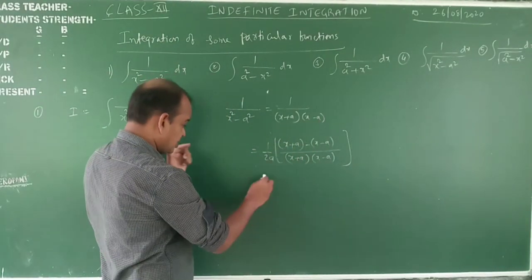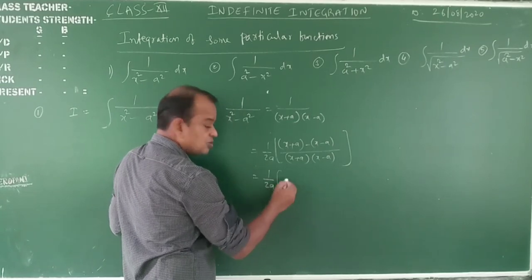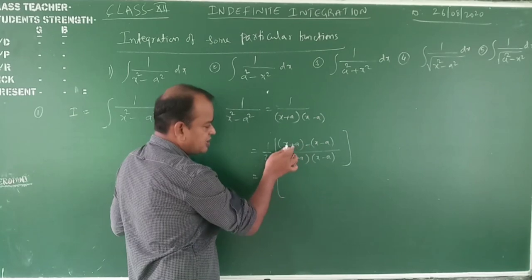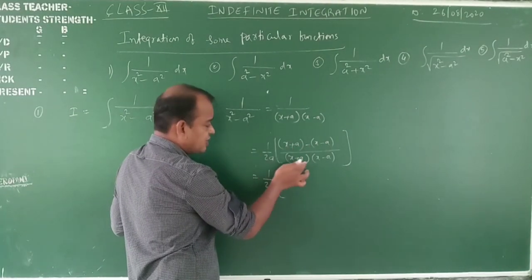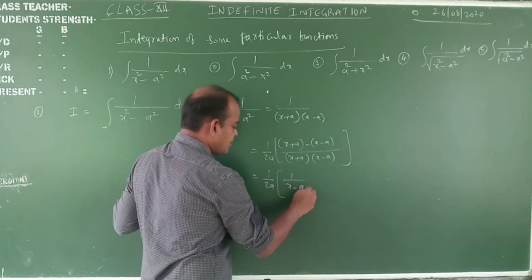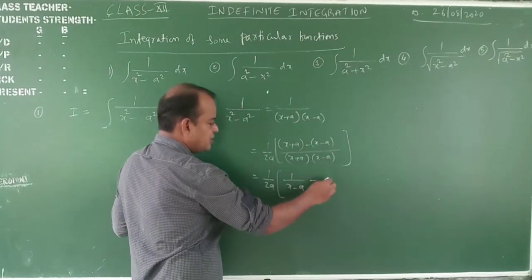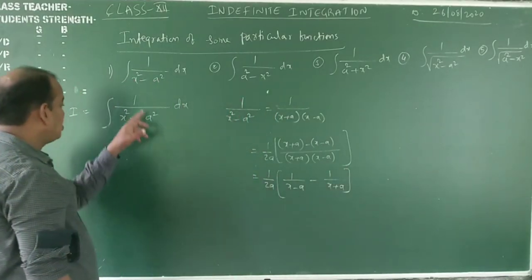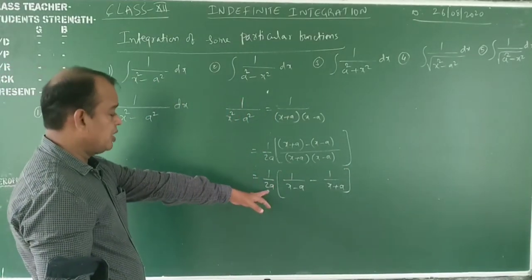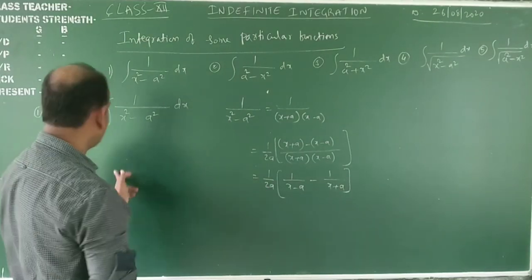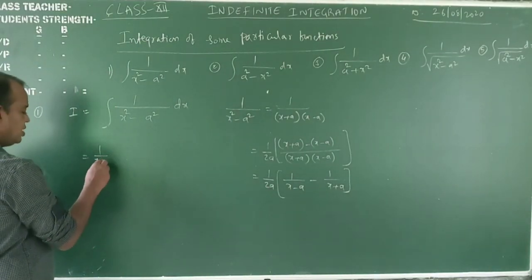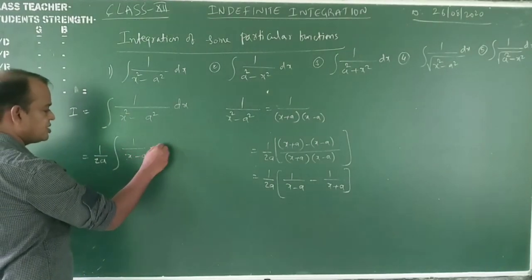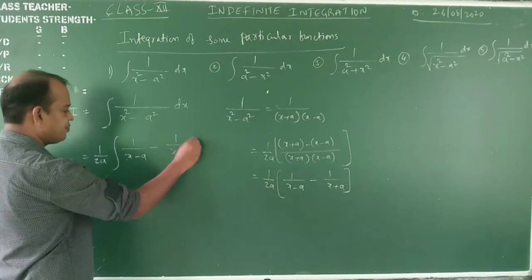Now separation, 1 by 2a. Separating means this one by this one, and in between minus is there, this one by this one. The first one cancels, what is remaining? 1 by x minus a, minus the other one, 1 by x plus a. Now for 1 by x square minus a square, you substitute that. 1 by 2a is constant, you write in front of the integration: 1 by 2a integral of 1 by x minus a minus 1 by x plus a dx.